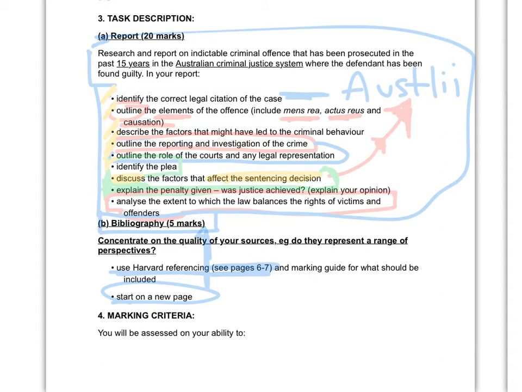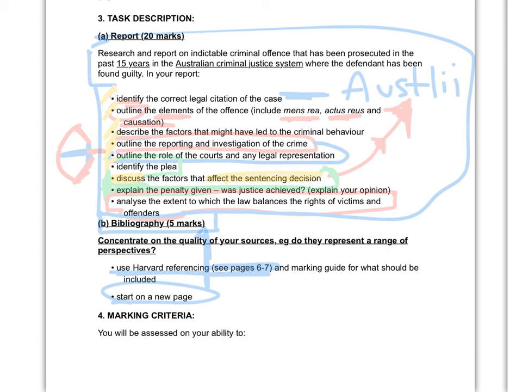Finally, outline the reporting and investigation of the crime. You'd have to do some more research there. See if there were earlier things. Here you want to go, okay, well, I know he's been convicted. What happened first? Was there an earlier report when the actual case was on? So that's going to take more research in identifying the role of the courts and legal representation, as well as reporting and investigation of the crime. You can't do that from one single source.